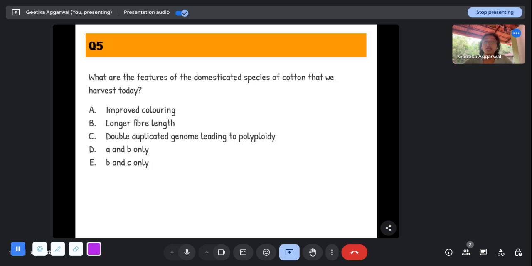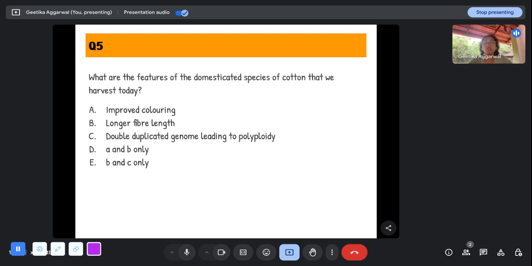Okay. What are the features of the domesticated species of cotton that we harvest today? The cotton that we are harvesting today, the domesticated species, what are its features? Does it have improved coloring? Does it have a longer fiber length? Does it have a double duplicated genome leading to polyploidy? A and B, or B and C only? So, what are the features of domesticated cotton species that we are using today?